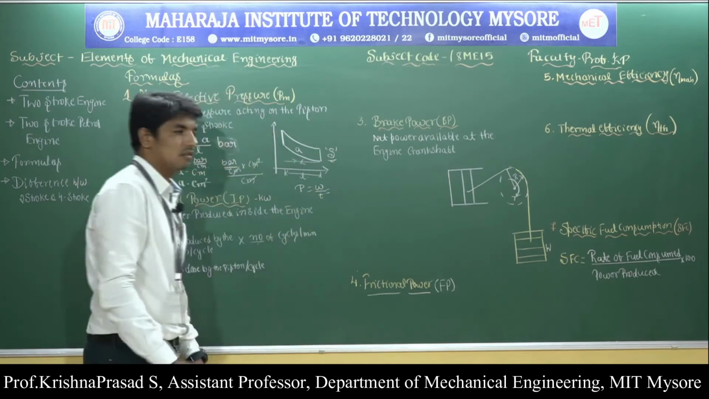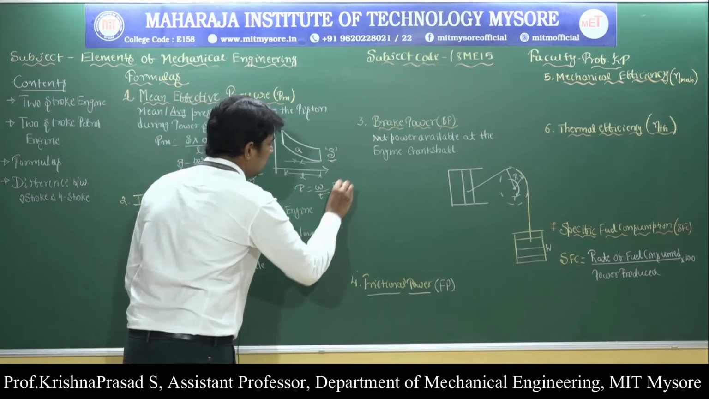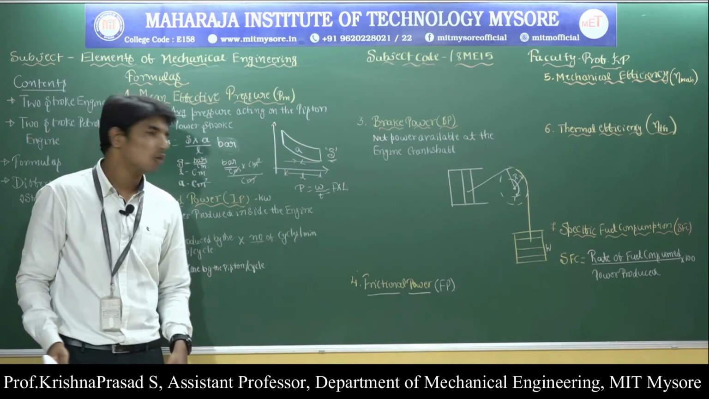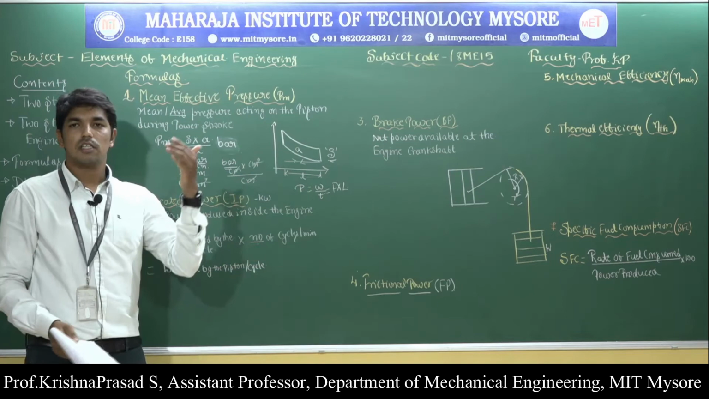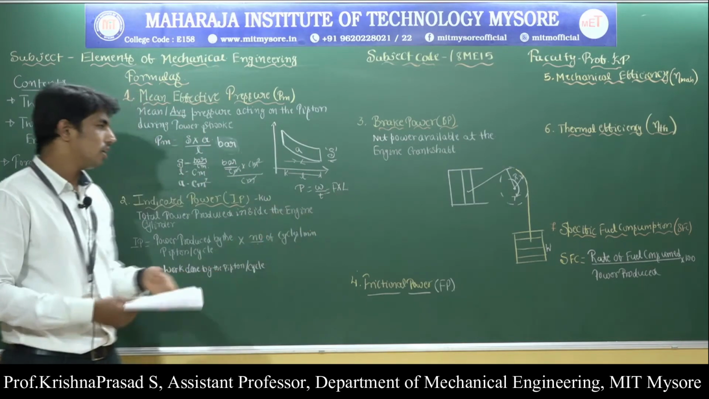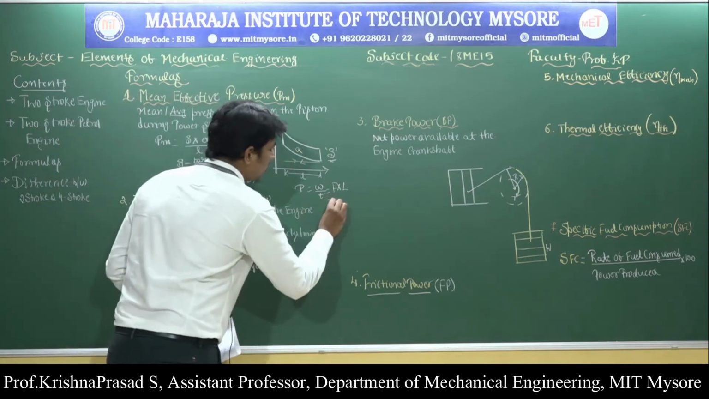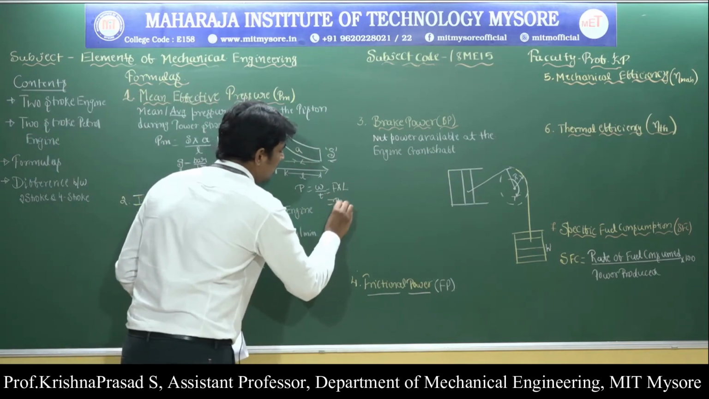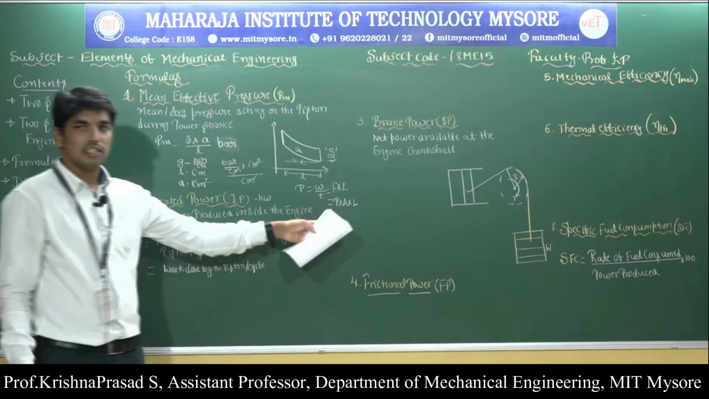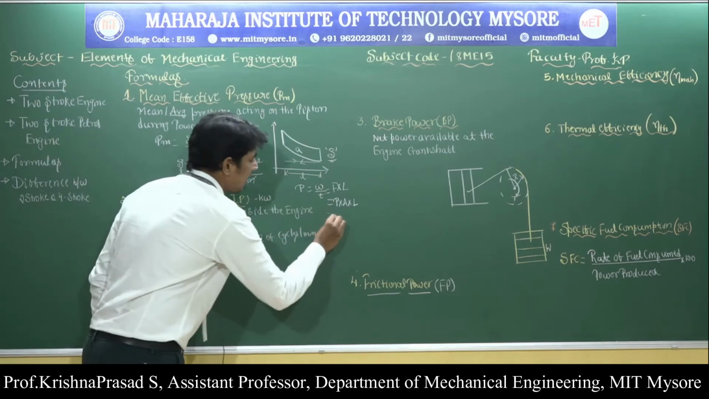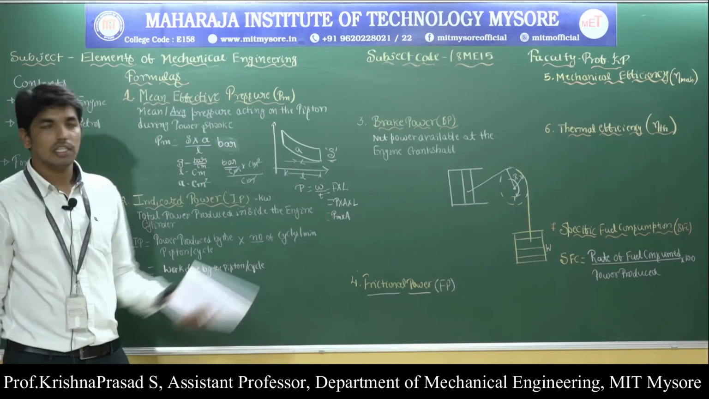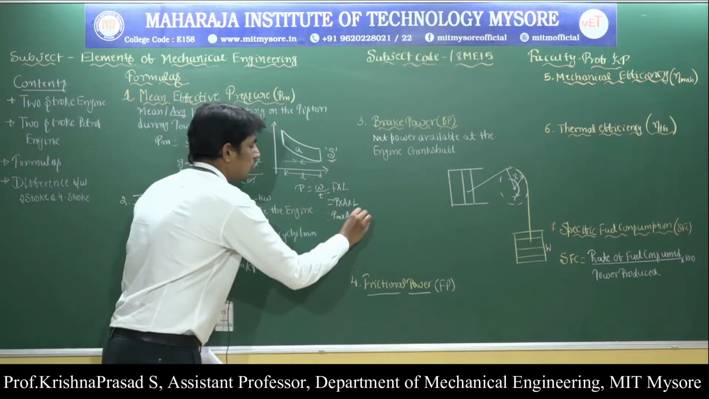We know what is meant by work. Work is nothing but force into displacement. So what is meant by the displacement? Displacement is nothing but stroke length. That means the piston travels from TDC to BDC, that is called the displacement, that is the stroke length. And we can also take force as pressure into area. Here pressure is the mean effective pressure, PM, A is the area of the cylinder, and L is the stroke length.